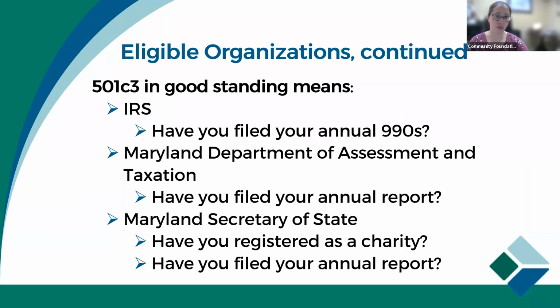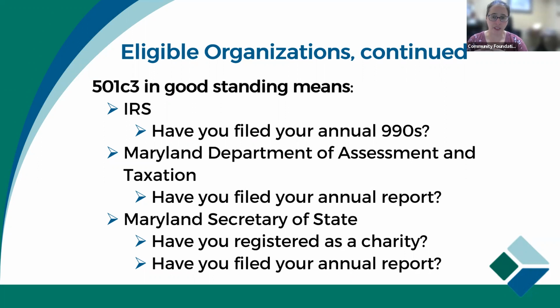Also, typically, to be a 501c3 in good standing means you're in compliance with 3 different regulations. You have your federal regulations. So with the IRS, have you filed your annual 990s? We'll be checking on that. And then with the Maryland Department of Assessment and Taxation, there's an annual report that you have to file. It's usually due between April and June each year.